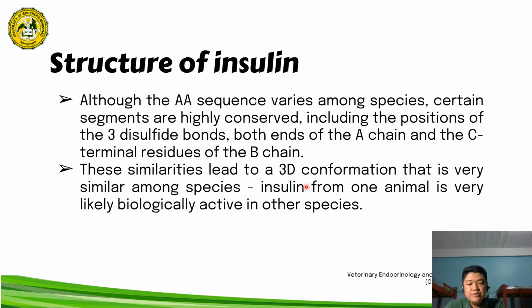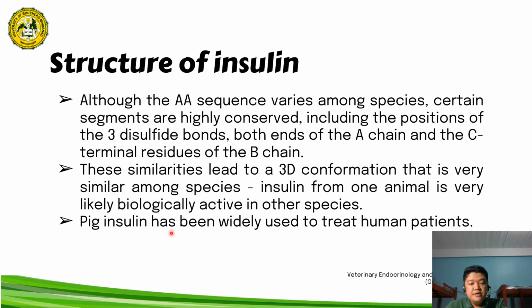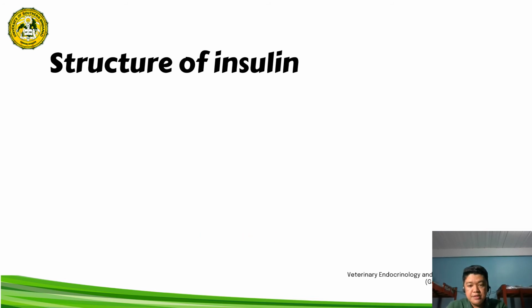So these similarities lead to a 3D conformation that is very similar among different animal species. So insulin from one animal is very likely biologically active in other species. So for example, in the treatment of diabetes in humans, the insulin that comes from porcine can be used because it has almost the same 3D conformation and structure in terms of the AA sequence. So pig insulin has been widely used to treat human patients.